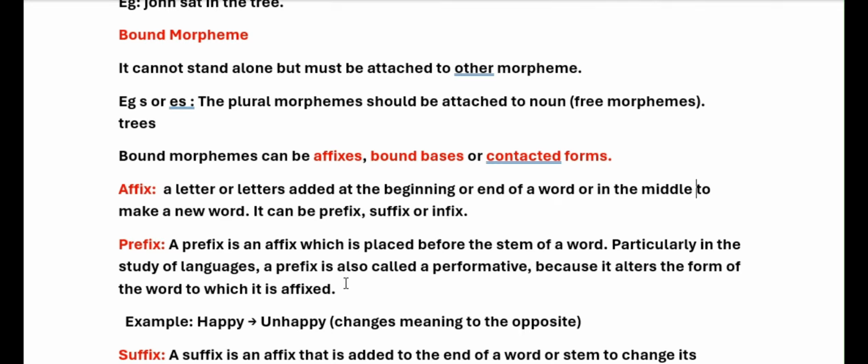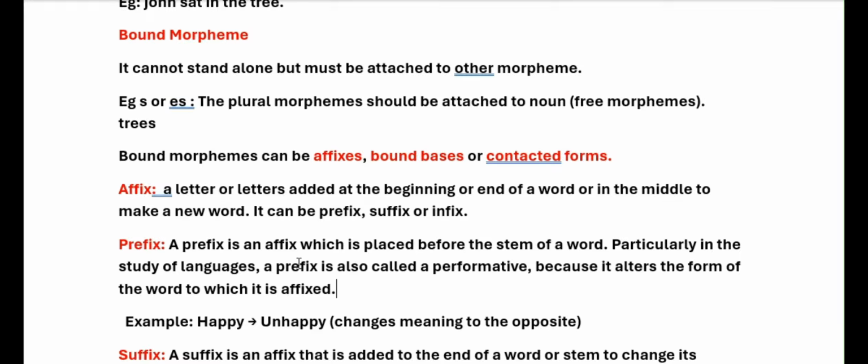Now let's see what is a prefix. A prefix is an affix which is placed before the stem of a word. Particularly in the study of languages, a prefix is called preformative because it alters the form of the word to which it is attached. Now, a prefix is attached at the beginning of a word. So we have understood that morphemes should be attached to some morpheme to make them meaningful.